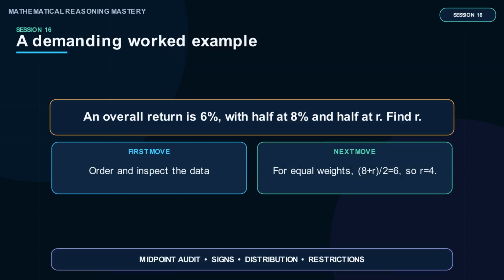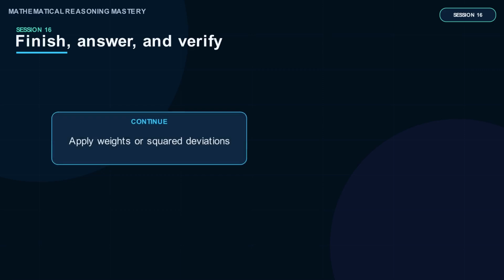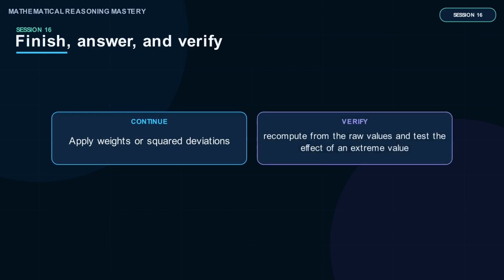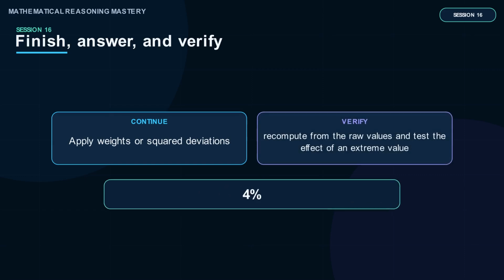Pause for a midpoint audit. Check copied values, signs, units, restrictions, and whether the current result is the requested quantity or only an intermediate value. Continue by applying this control: apply weights or squared deviations. The explanation supports one option without relying on its position. The mathematical conclusion is 4%. State it with any required units, interval notation, or restrictions. The final answer is 4%. Compare it with the exact target and reject any choice that represents a common intermediate step.